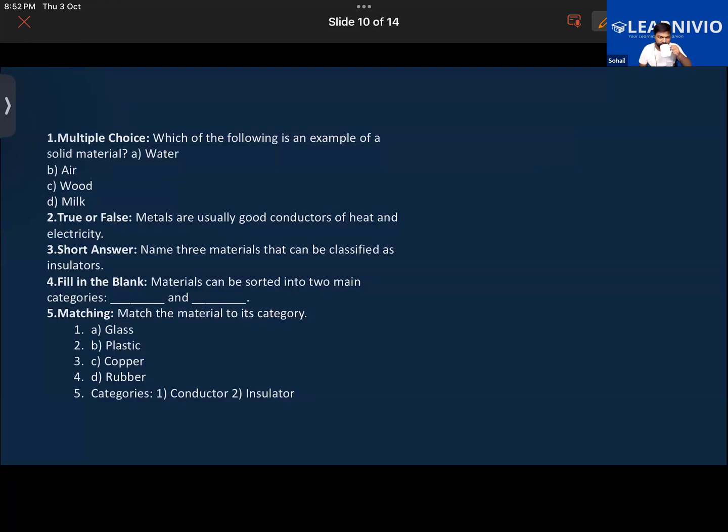Next. Which of the following is an example of a solid material? Wood. Undoubtedly, that is wood. Metals are usually good conductors of heat and electricity. True, that is true. Very good. Name three materials that can be classified as insulators.